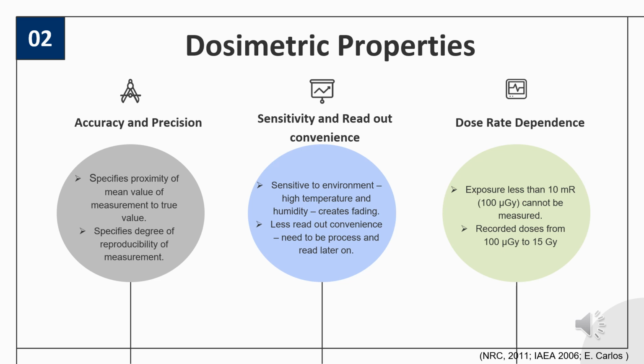So film dosimeter can be used to measure radiation only from 100 microgray to 15 gray, and the minimum dose that can be measured by film badge is 100 microgray, which means if the value is less than 100 microgray, the dose is not able to be measured.